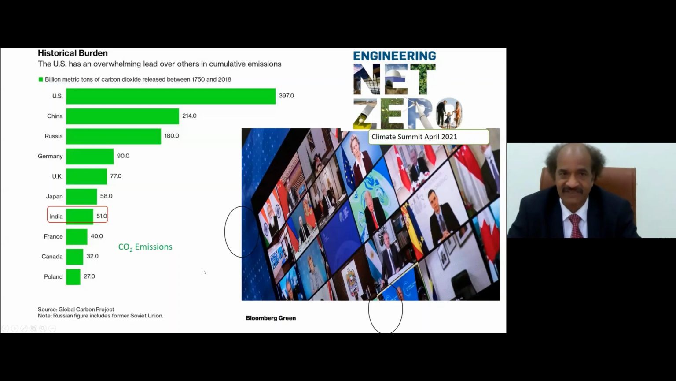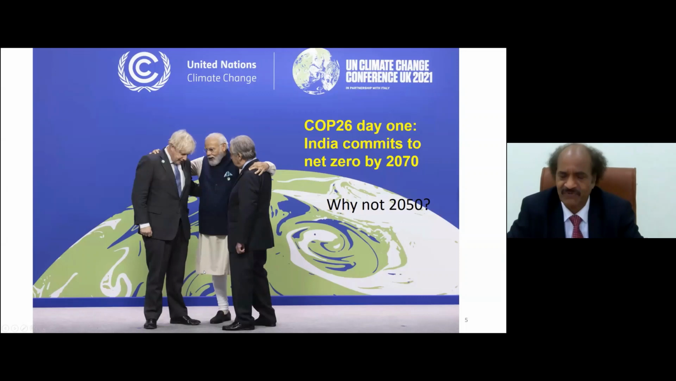So what happened in Glasgow in the so-called COP26? On day one, our prime minister committed that we will go for net zero by 2070. So I'm asking this question, why not 2050?